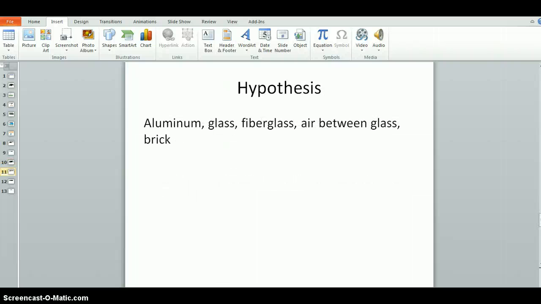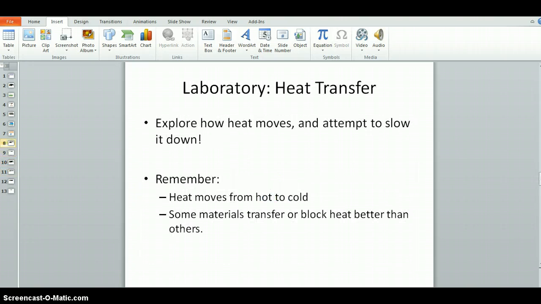Okay, so I want you guys to pause this video and make a hypothesis about what you think is going to be the best conductor and what you think is going to be the best insulator. So remember, for our lab, we are exploring how heat moves and we're attempting to slow it down.